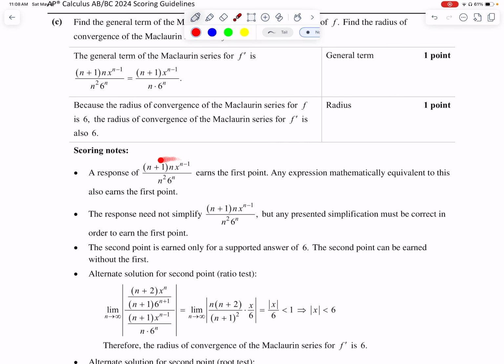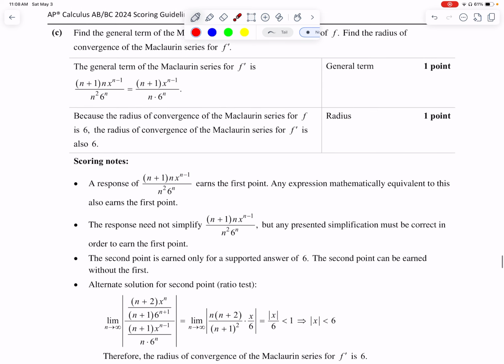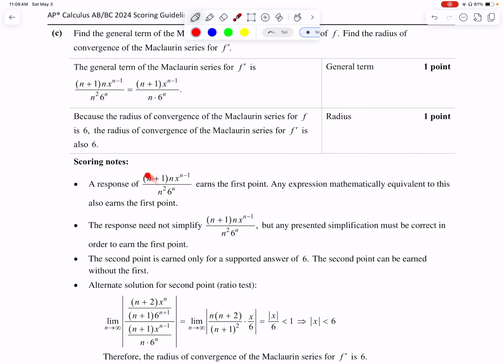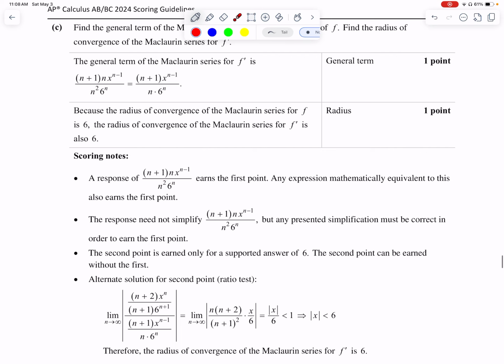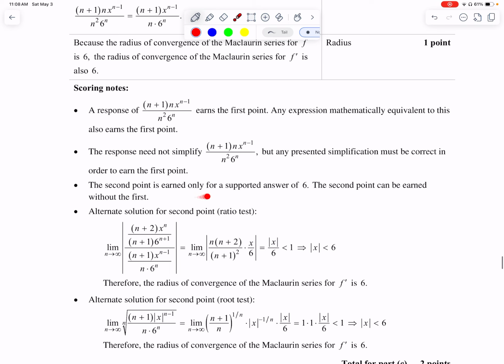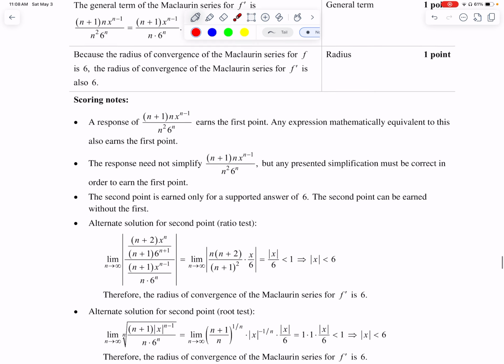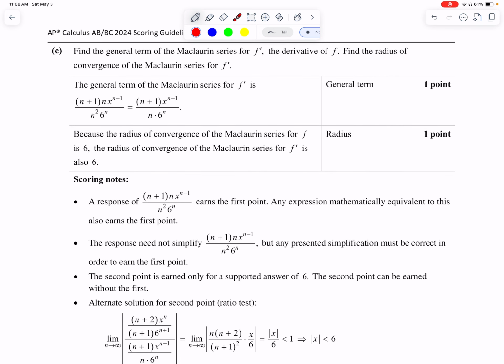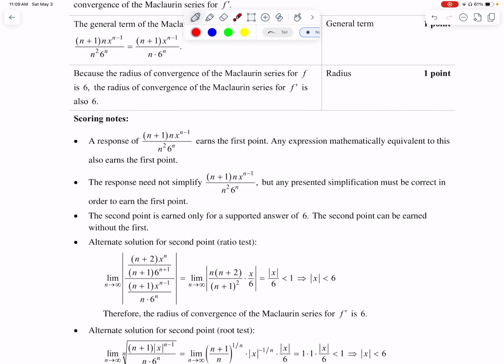A response of this earns the first point. Any expression mathematically equivalent to this also earns the first point. Why do they have to restate that? That's exactly what they just said there. Response need not simplify this, but any simplification has to be correct. Second point is earned only for a supported answer of 6. The second point can be earned without the first. So even if you miss this, if you still knew that the radius of convergence is still the same when you take the derivative, you could still get that point.